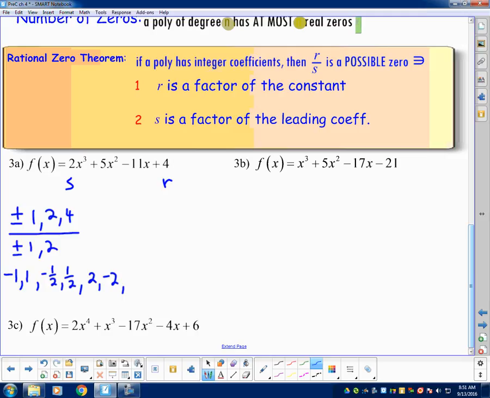Now let's go to the 4. 4 over 1 is 4, so we have positive 4, negative 4. And then 4 over 2 is 2, and we've already got that one covered. So if anything's going to work, it's going to be one of these numbers. So at least it's limited, right? We're not randomly going out and trying to divide different numbers into this polynomial.